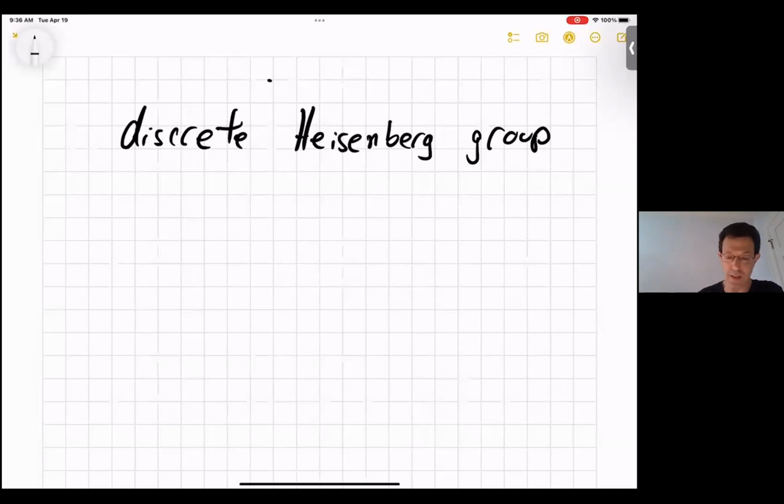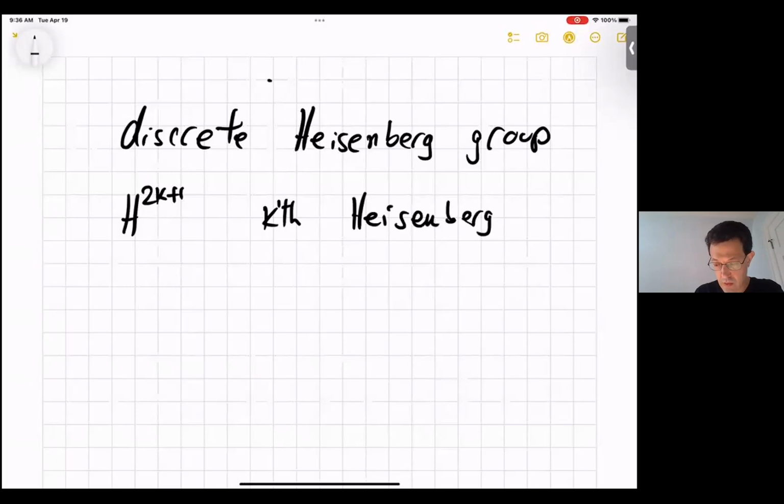But let me just start with the definition. So, you don't really need anything. I can just define it. And for the first 30 minutes of the talk, you can only think about generators and relations. So for every k, there is a group which I will call H_{2k+1}. This is the k-th Heisenberg group. And I'll tell you what it is in terms of generators and relations.